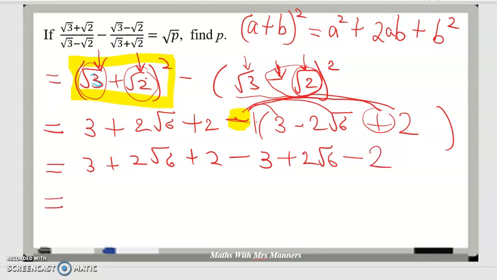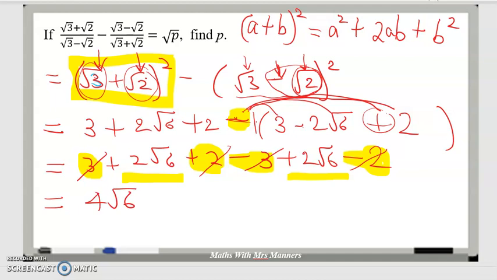Now it's just a matter of collecting all my like terms that can be collected together. Now, what's happening there? I'm hoping you notice that the 3 minus 3 will cancel, the 2 minus 2 will cancel, so all I'm left with is 2 root 6 plus 2 root 6. Well, hopefully you know that that is 4 root 6. Now, I was told that this expression would equal root p.